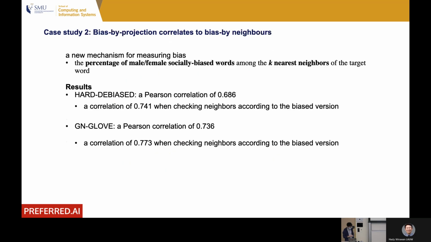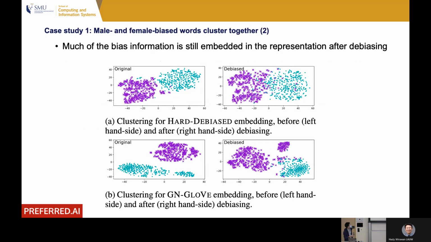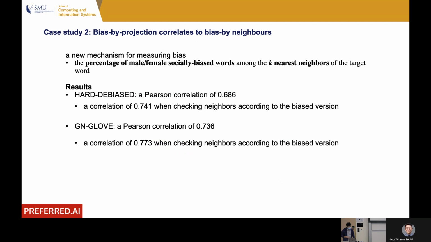You can see here the drawing of the clustering. This is the original word embedding before the debiasing, with one cluster for one gender and the second for the other gender. After debiasing, the clustering still maintains the gender bias in the word embedding.